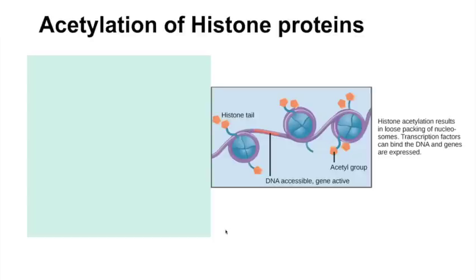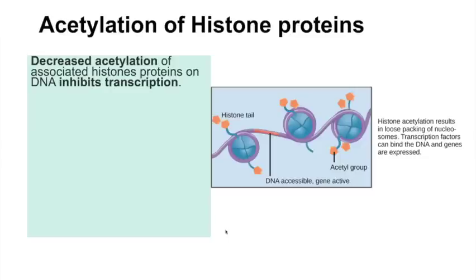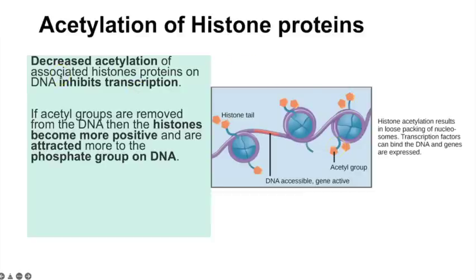Now, the opposite is acetylation, and that is when acetyl groups are added. But they don't bind to DNA, they actually bind to the histone protein, which is what the DNA wraps around. And decreased acetylation, so if you don't have very many acetyl groups bound to the histones, that will also inhibit transcription. If acetyl groups are removed from the DNA, then the histones become more positive. Now, just to emphasize, where it says here from the DNA, it does mean it's still bound to the histone groups, but they're within that DNA complex.